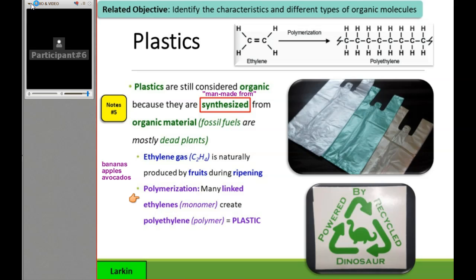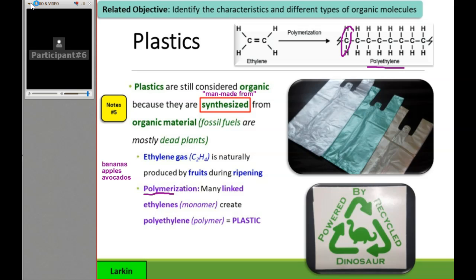Now what happens here is that ethylene gas, which comes from dead organic material, is then polymerized. It undergoes a man-made process of polymerization. And polymerization, you can see that it has this prefix of polymer. So it turns ethylene into a polymer. It links all of those ethylenes together. The ethylenes are the single unit, the single monomer. And as they get polymerized and linked together, it becomes the polymer. In this case, it becomes polyethylene.